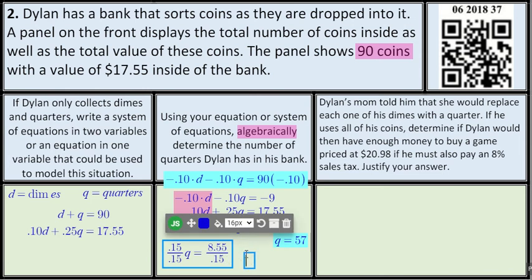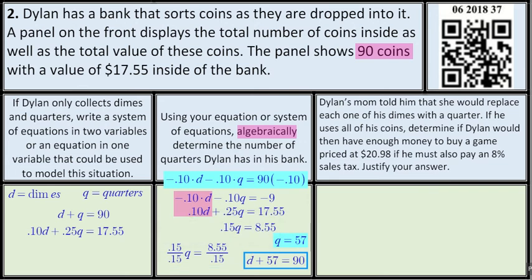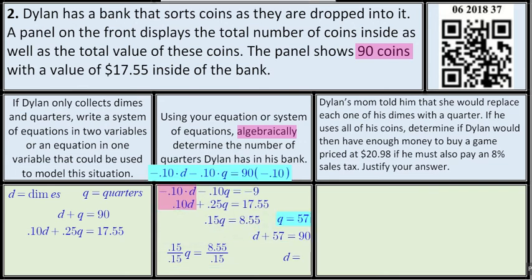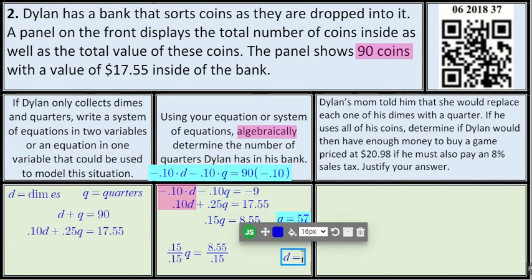So d plus q, which is 57, equals 90. So there, all we have to do is subtract 57 from both sides. So 90 minus 57 leaves 33.